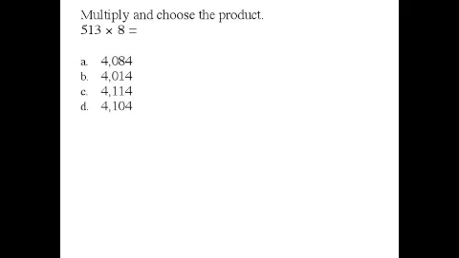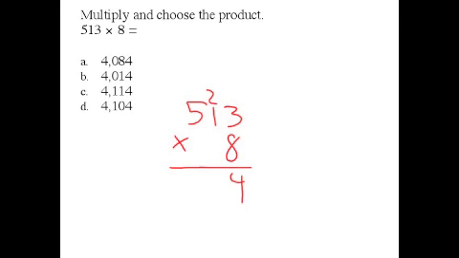This question is brought to you by Chris and Zach. Multiply and choose the product. 513 times 8 equals 4,104.